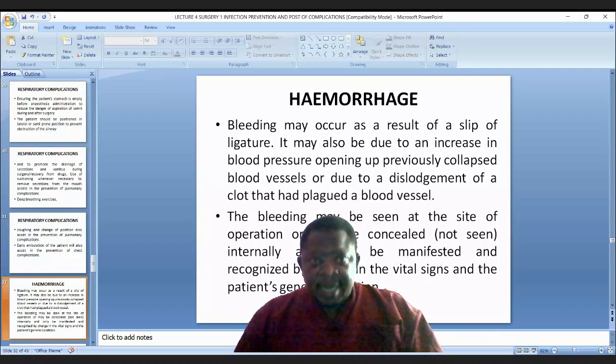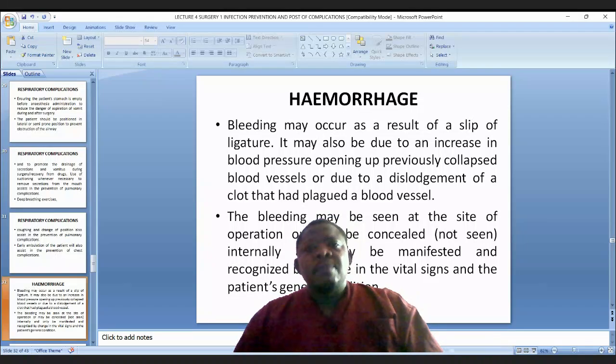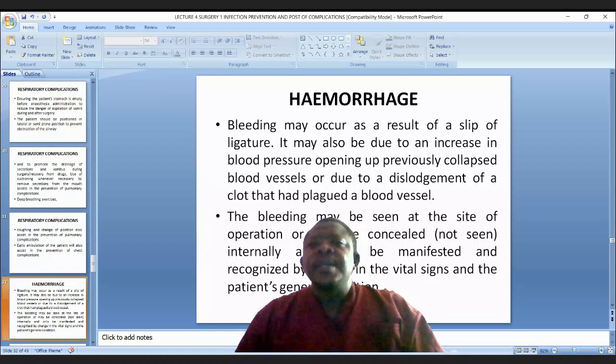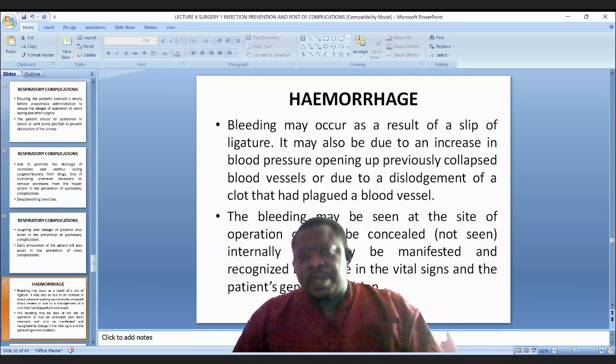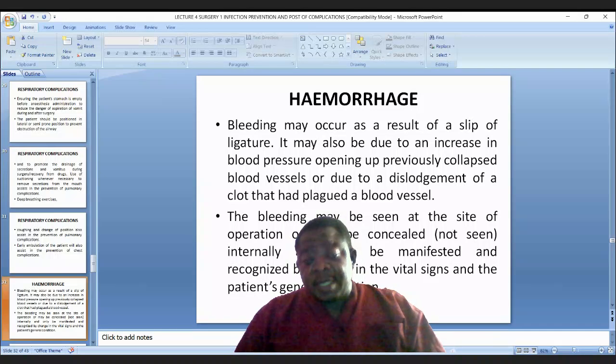So the bleeding may be seen at the site of operation or may be concealed. When I say concealed, that is not seen. Internally it is concealed, so you cannot see it, it is not manifesting. So you need to monitor vitals and any changes in vitals here. You need to know which ones will show that there might be internal bleeding. A feeble pulse will be a sign of internal bleeding.